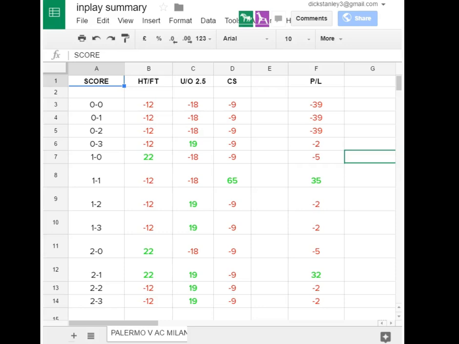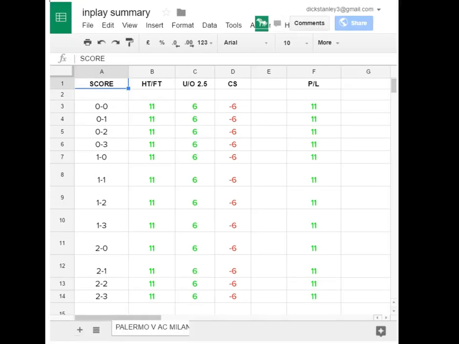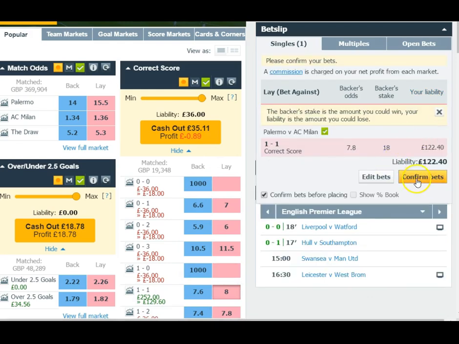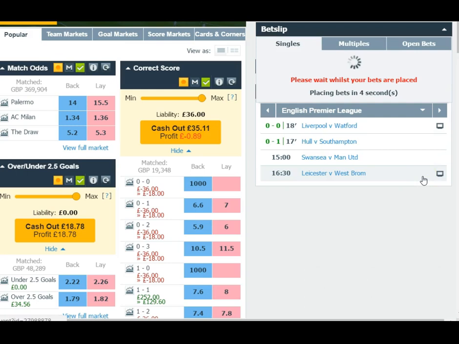The 1-1 odds continue to drop, as you'd expect, as the game was still 0-1. The market expected Palermo to possibly get back in the game, and because we backed it pre-match, we had an opportunity to reduce some of that red there.